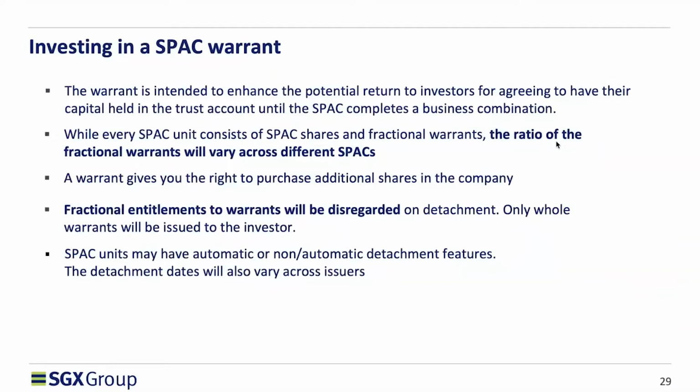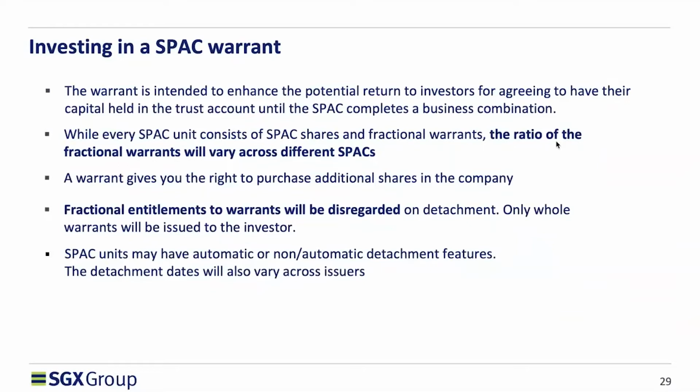What this does is that it entitles the holder of the SPAC warrant the ability to buy into the SPAC shares at a certain fixed price. So one thing to take note of is that when we go through the detachment process, the SPAC unit would break up into the SPAC share and the fractional warrants, and the ratio of the fractional warrants will vary across different SPACs. The point to take note of here is that we want to make sure that we are getting whole numbers of the warrants, because fractional entitlement to warrants will be disregarded on detachment.